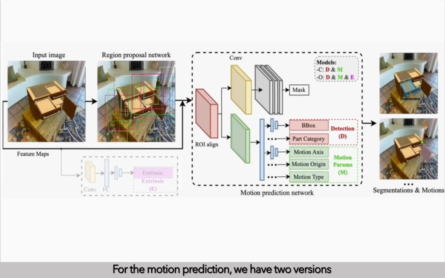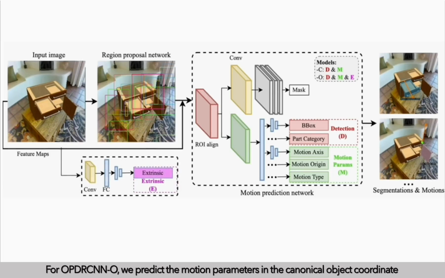For the motion prediction, we have two versions. For our simple model, OPD-RCNN-C, we directly predict the motion parameters in the camera coordinates in the box head. For OPD-RCNN-O, we predict the motion parameters in the canonical object coordinate and add an additional branch to predict the object pose in a single object setting.